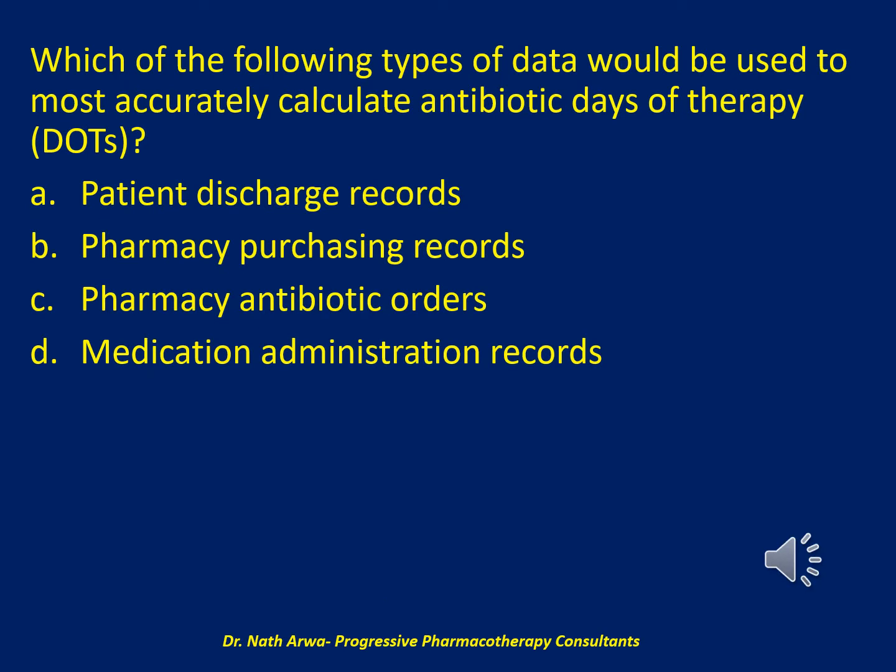And the next question reads, which of the following types of data would be used to most accurately calculate antibiotic days of therapy, DOTs? Would it be A. Patient discharge records, or B. Pharmacy purchasing records, or C. Pharmacy antibiotic orders, or would it be D. Medication administration records? I will give you 10 seconds to choose the correct answer to this question from the listed options.